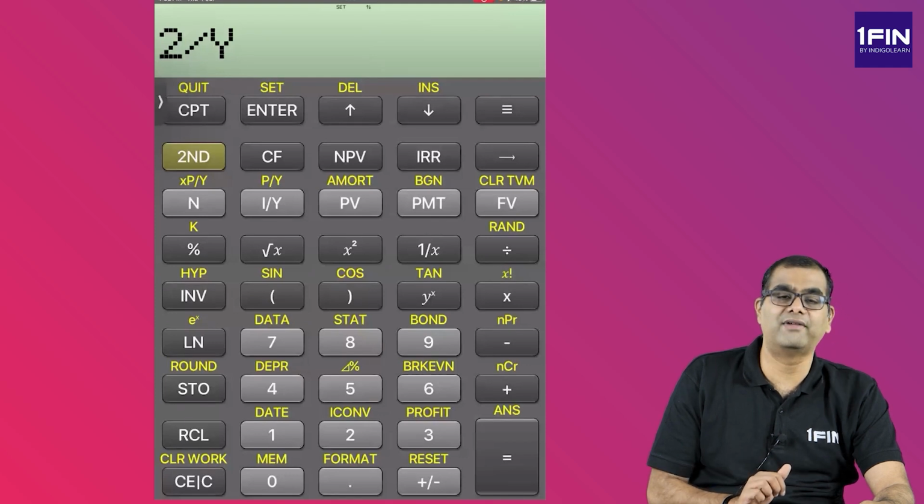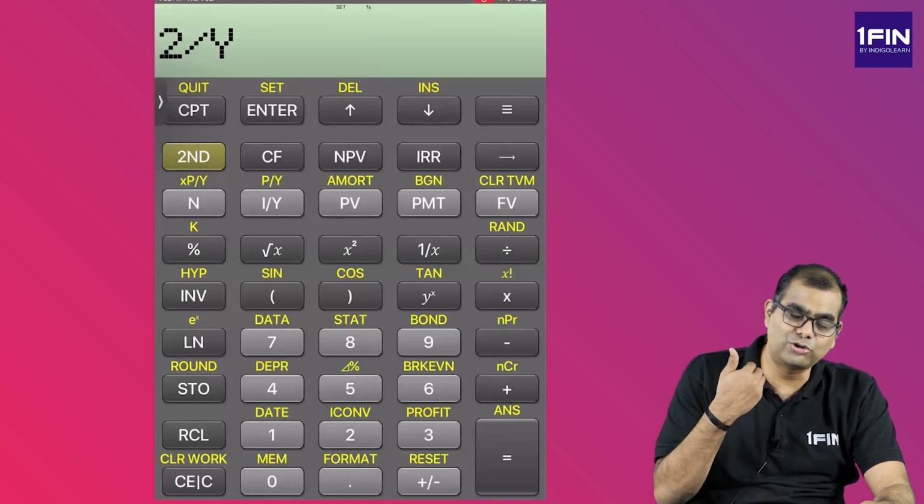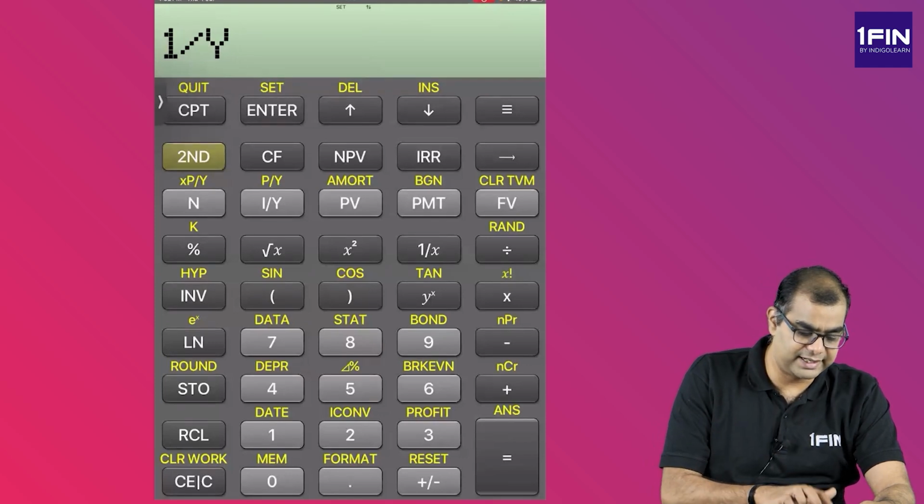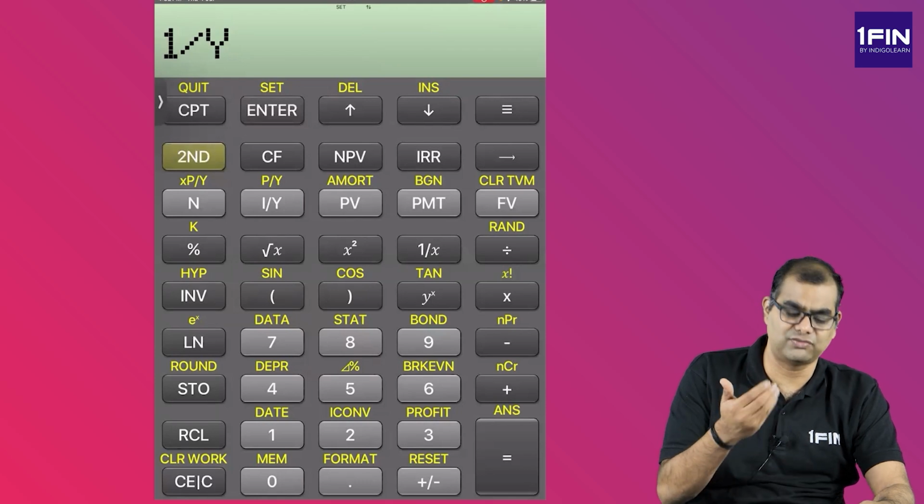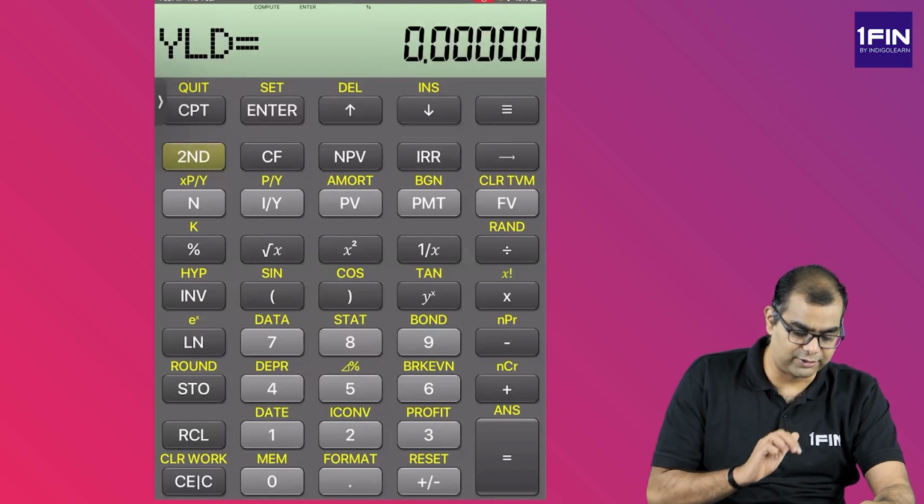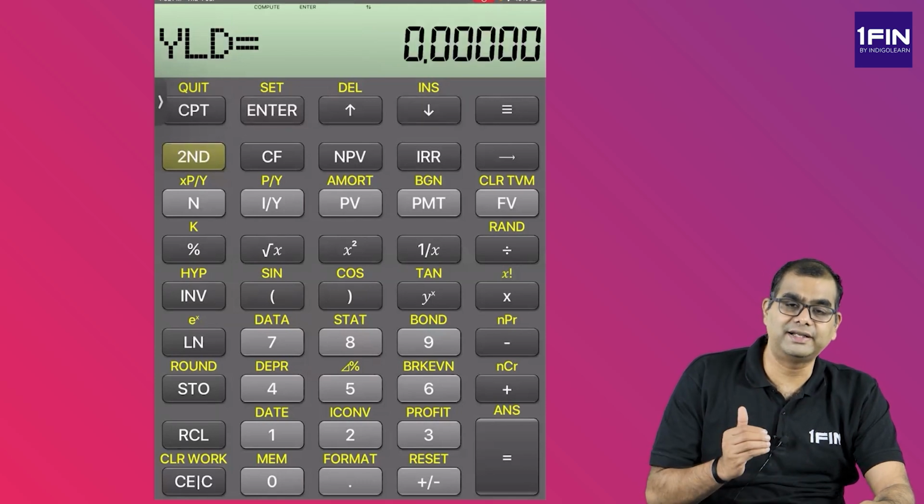Then is it 2 by Y? 2 by Y is how many coupons per year? So if you press second enter, it will change to 1 by Y. So I will keep it as 1 by Y. Enter, down arrow. Yield. What is the current yield?